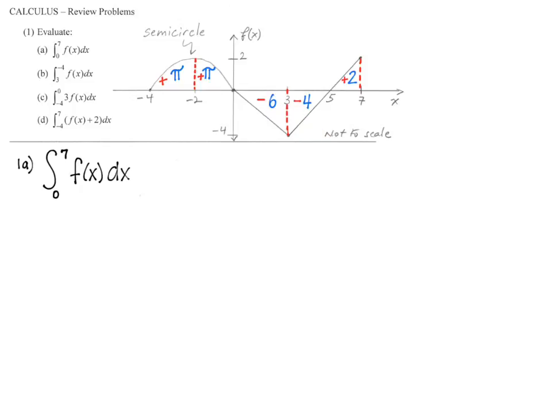For the first problem, 1a, we want the integral from 0 to 7, which is that shaded region. So we just add up all of those areas that I have, -6, -4, and +2, and we get -8. It's a signed area. For part b, it says the integral from 3 to 4.